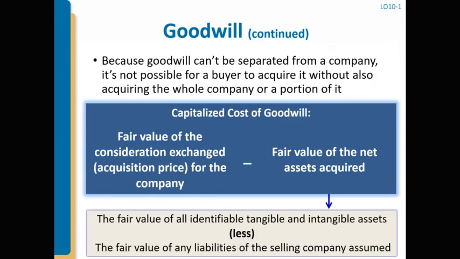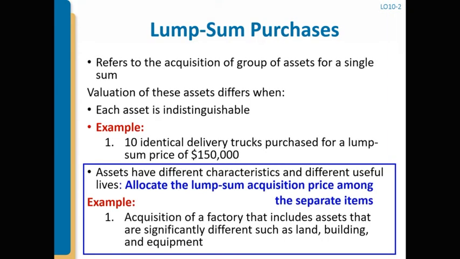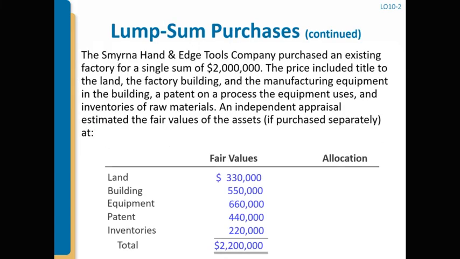Intangible goodwill, then lump sum purchase. Think about the lump sum purchase. If we purchase a bundle of assets, we need to allocate that total amount based on their fair values. So this here is an example. See, how do we do that?